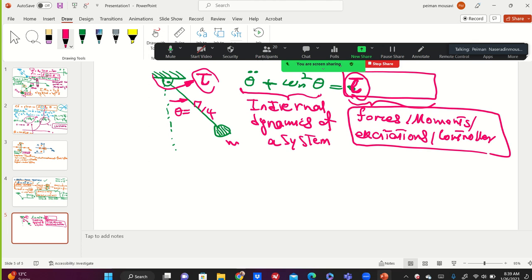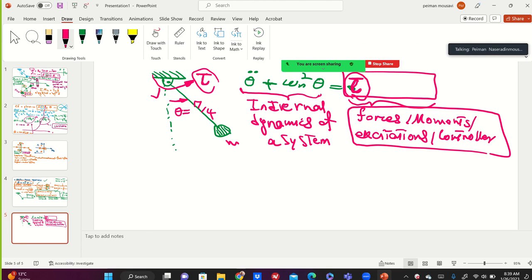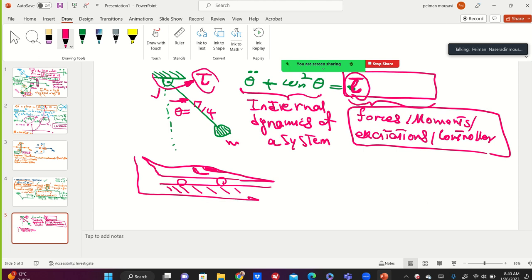Yes, for this pendulum too, because by torque I want to control the angle of this pendulum. So the simplest version of this is the following. Suppose you have a Lamborghini and you are sitting inside. Forget about the friction of the road. This is very trivial, from high school.